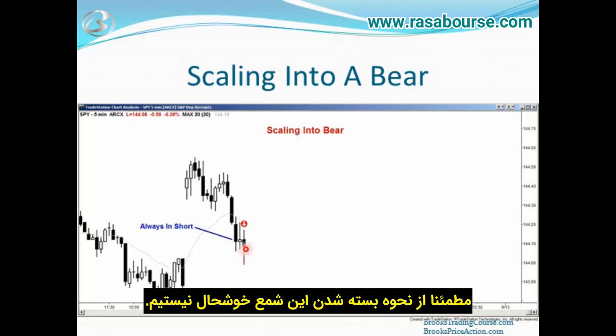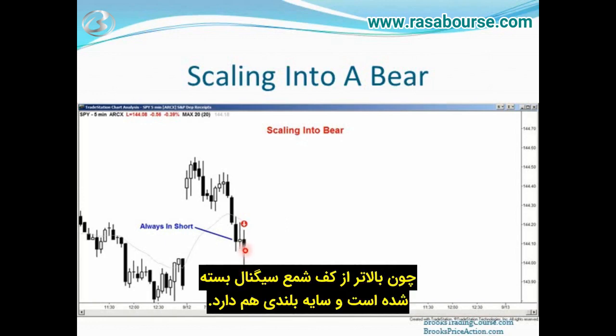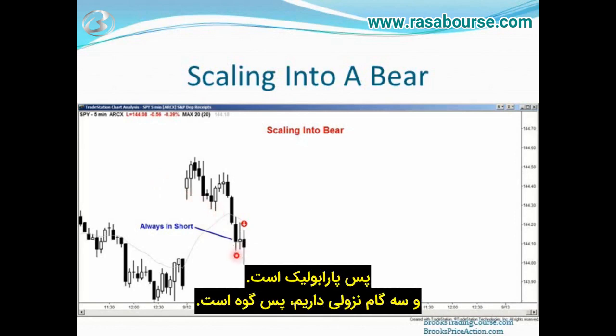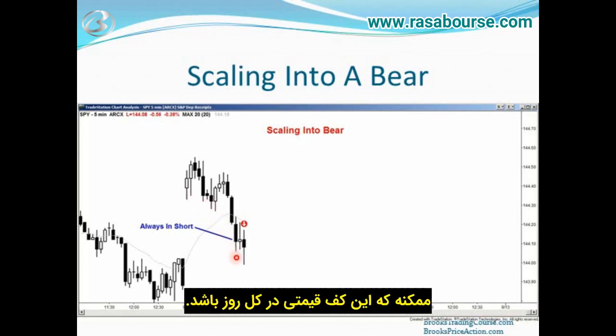You certainly were not happy by this close, right? You don't want it closing above the bottom of your signal bar with a big tail. Possible parabolic wedge. There's a slope across the bottom here and a steeper slope here, so it's parabolic, and it's 3 pushes down, so it's a wedge. It's possible that this is becoming the low of the day.